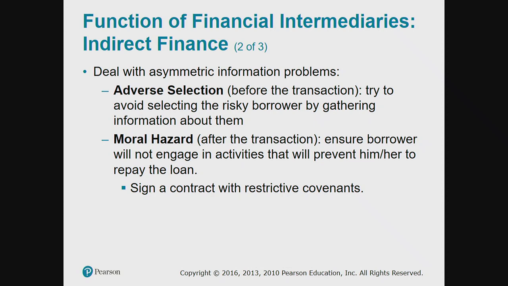And in this case, these financial intermediaries help ensure that borrowers don't engage in this sort of stuff. They don't take more risky financial behaviors that would prevent them from repaying the loan. So they sign a contract that they call restrictive covenants, prohibiting them or limiting them from doing certain activities too much so that they're more likely to repay the loan.